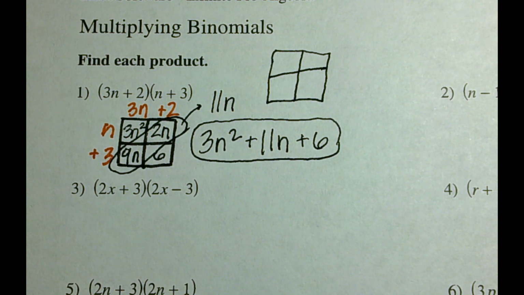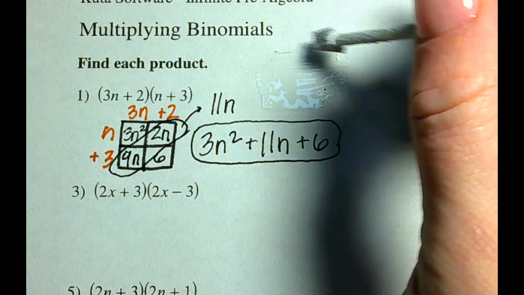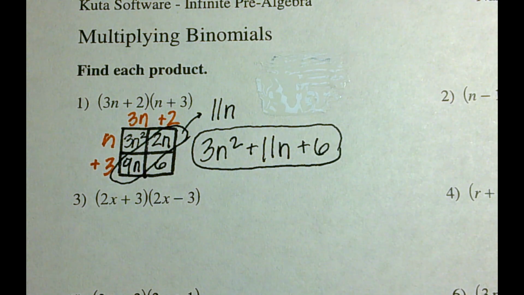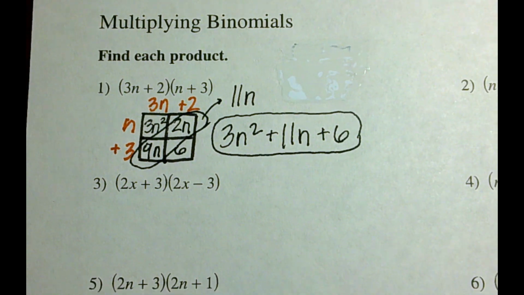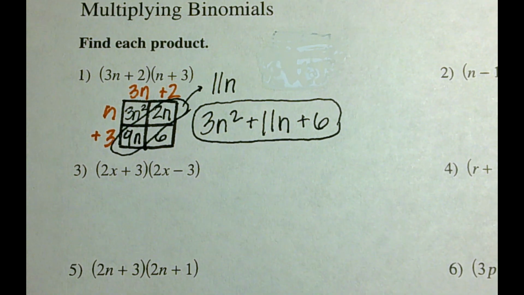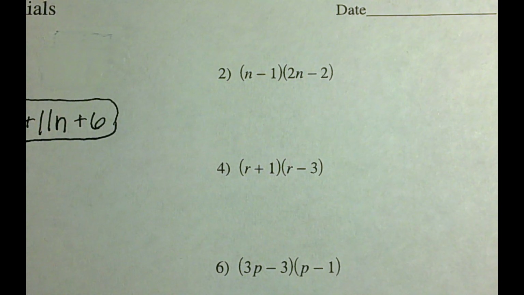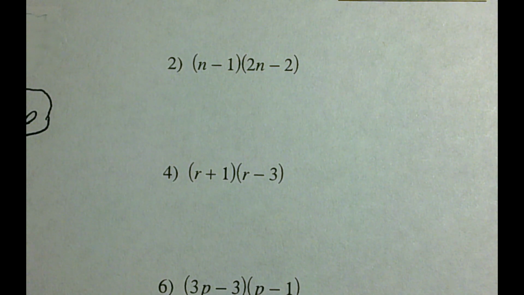So, let me get rid of the box. If we were to FOIL this one, we would come out with the exact same answer. Do we have any questions on number 1? Okay, number 2: n minus 1 times 2n minus 2.